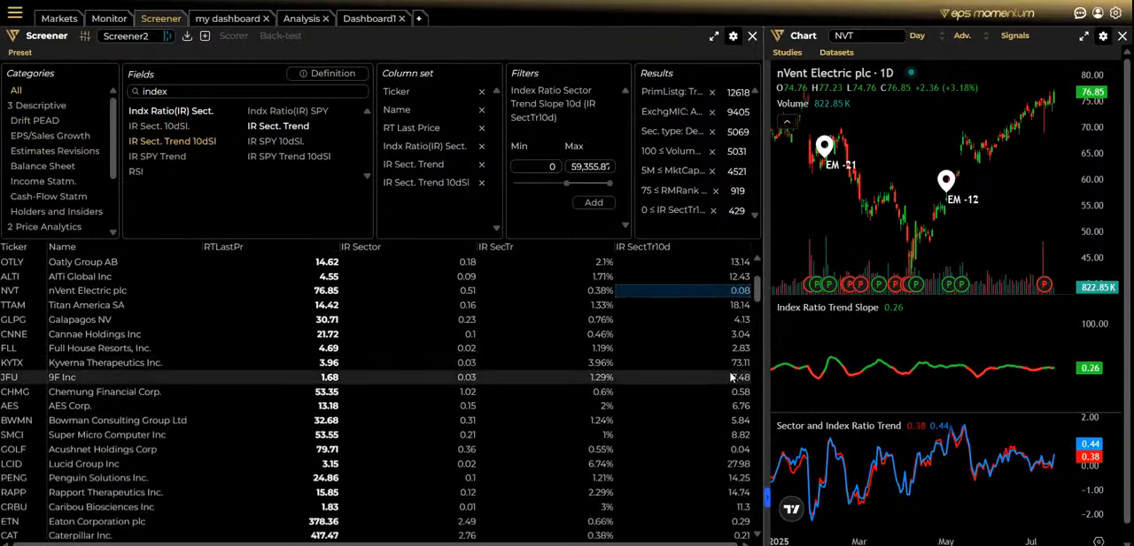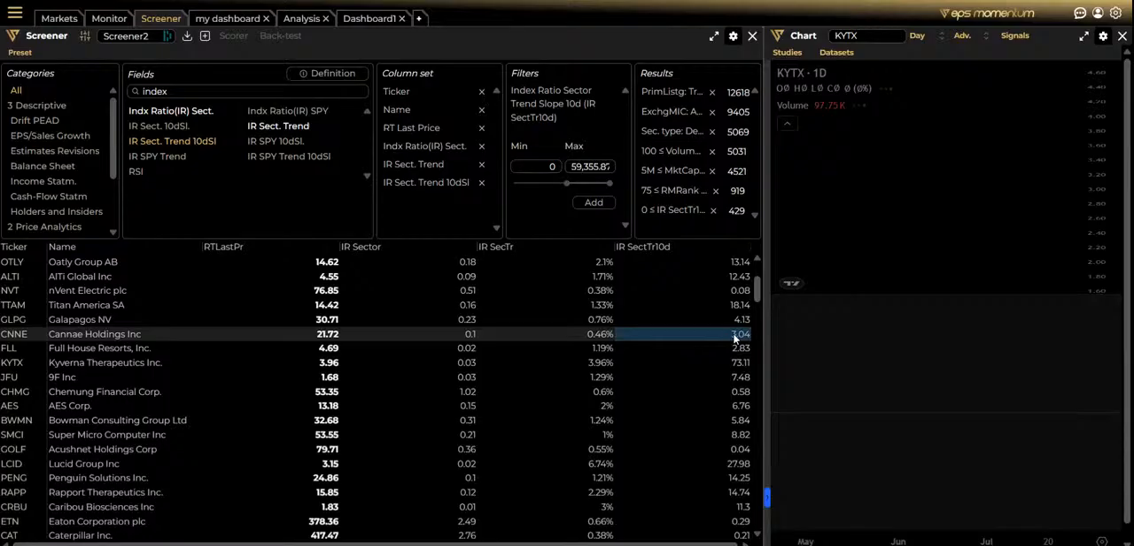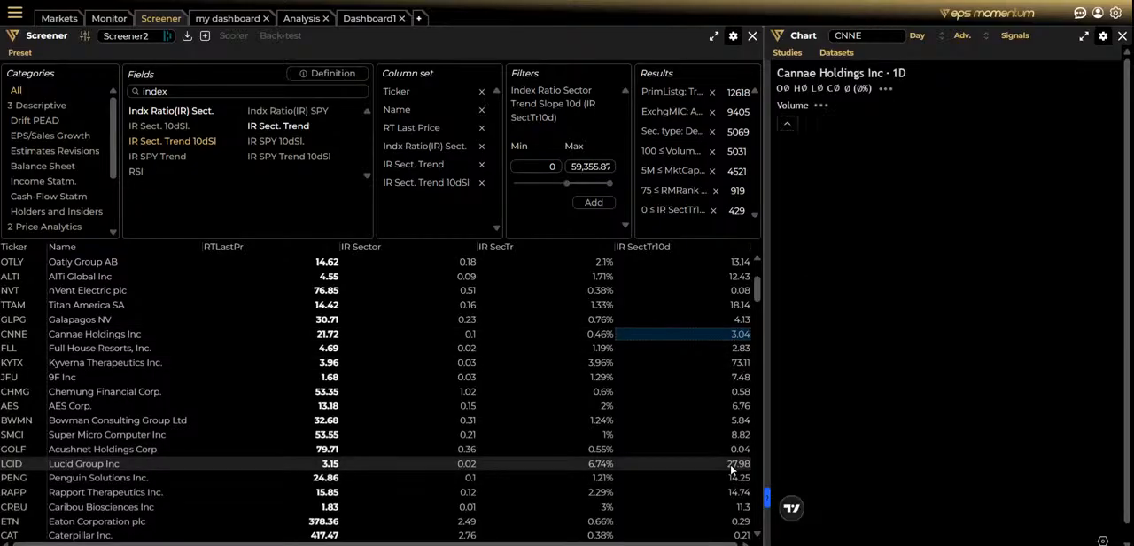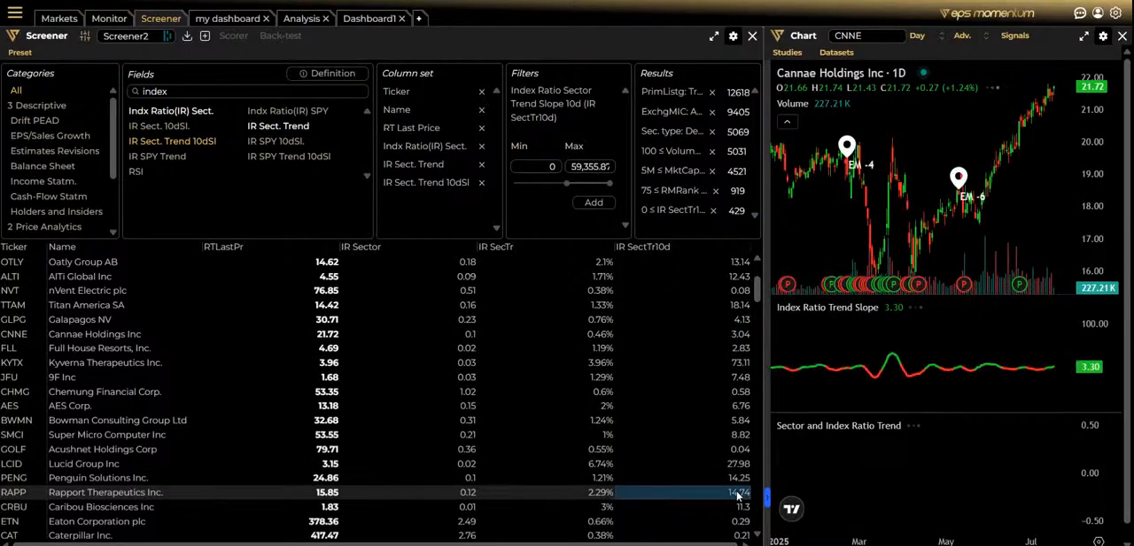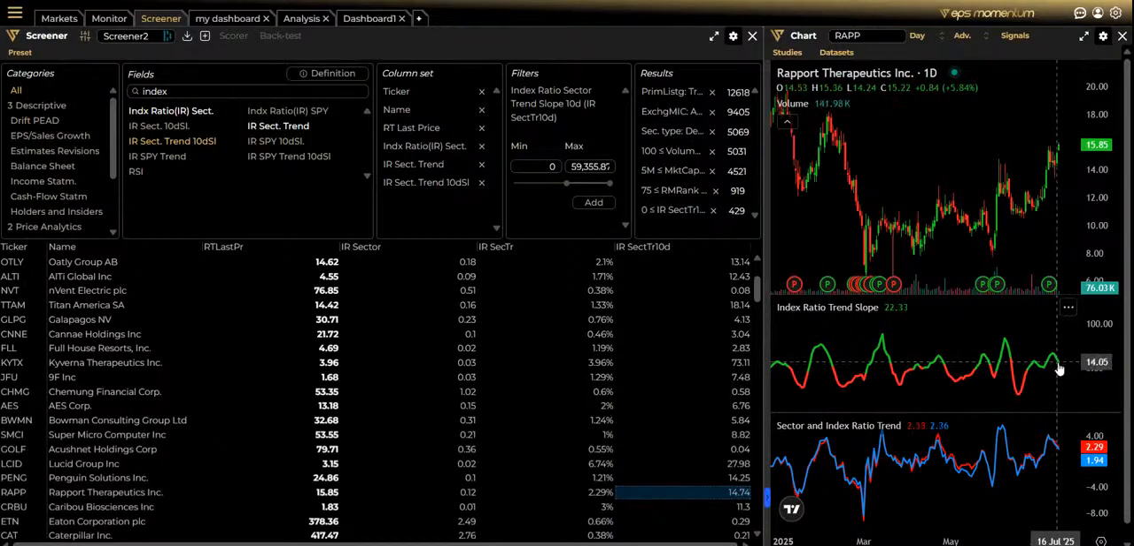Where you want it to point very high up, like a 73 here. Well, that's a $3 stock, so let's not do this one. But say, for example, the one we had before. So 14 is pretty significant, and you can see the slope here, and it's outperforming the index. So that's on the sector.